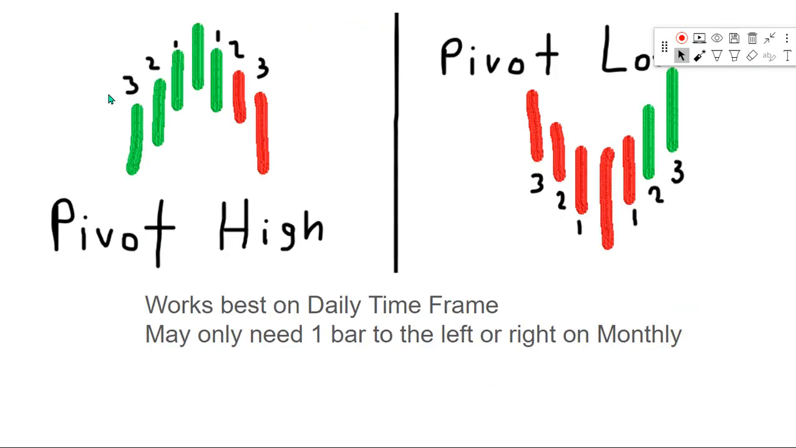This is the concept of a pivot. This works best on a daily time frame. For example, on a monthly time frame, you may only need 1 candle to the left or right of that pivot to form a pivot, whereas on a daily, we generally use 3 candles or bars to the left or right of the pivot. So you can see a pivot high and a pivot low. That's what they look like on a chart.